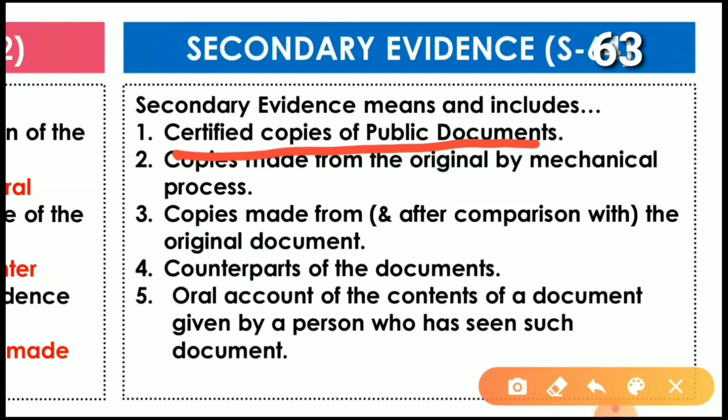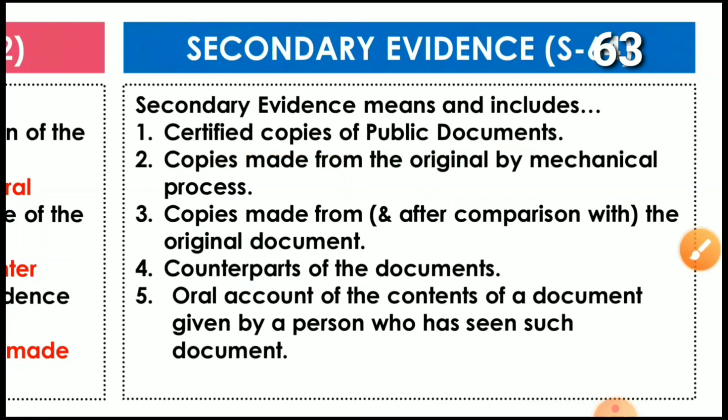Here, the certified copy of a public document is a secondary evidence according to Section 64. The certified copy of a sale deed, the certified copy of a gift deed, the certified copy of a lease deed. These are generally issued by the sub-register office. The sub-registrars of the concerned sub-districts or registration districts may issue the certified copies of the public documents. The certified copy of a sale deed, gift deed, or lease deed are secondary evidence.